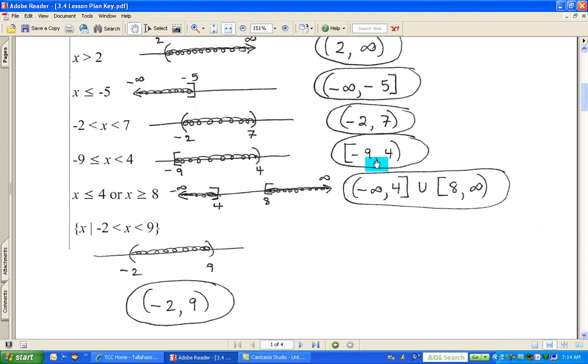When this translates to interval notation, I'm going from negative 9, comma 4, bracket on the negative 9 because of the equals, paren on the 4.